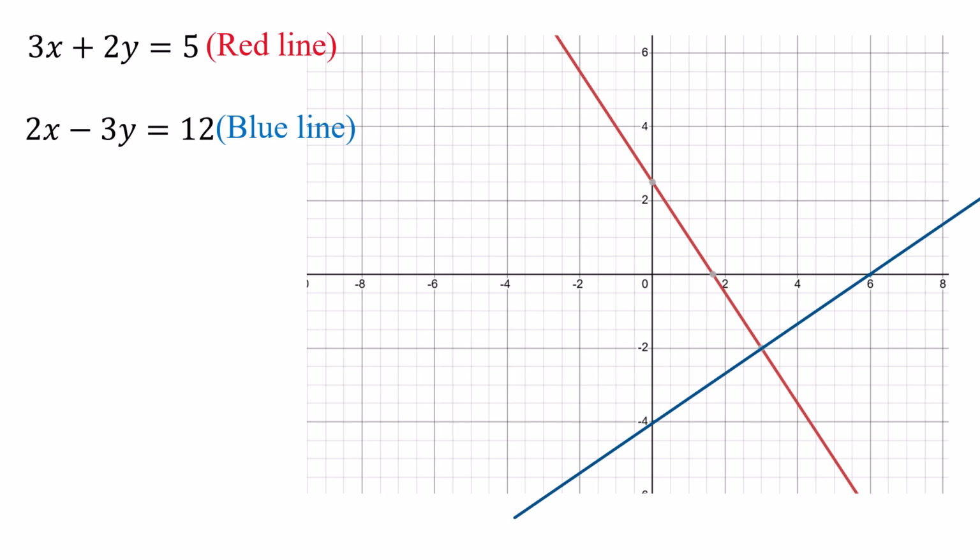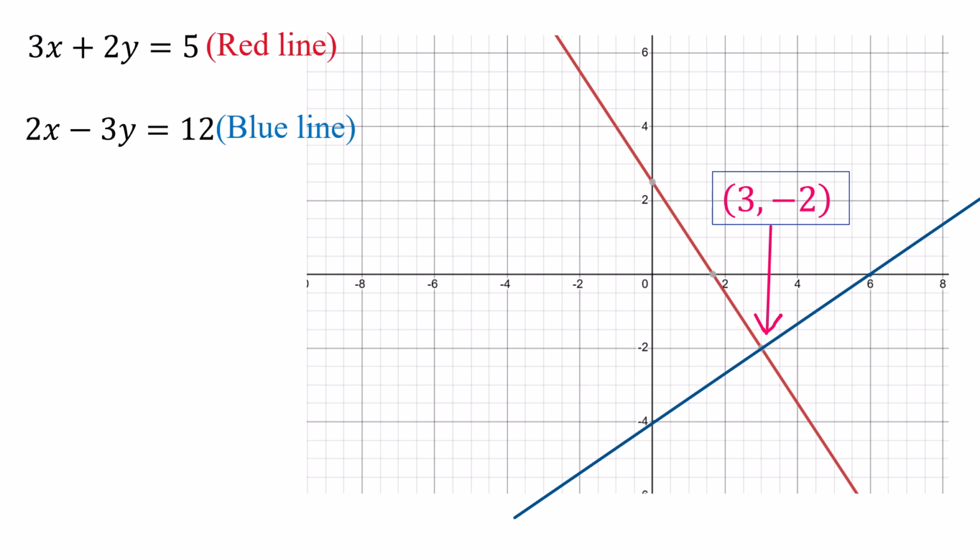You'll see that these two lines will cross each other at a certain point. So these two equations are called simultaneous equations. And the point where both lines cross each other is called the intersection point. In this example, the x coordinate is 3, the y coordinate is -2.